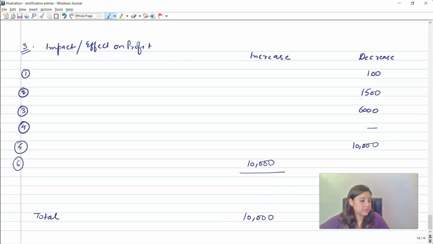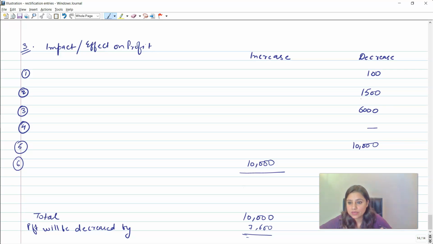However, the total of the decrease amounts to 100 plus 1500 plus 6,000 plus 10,000, that amounts to 17,600. So thus profit will be decreased by 7,600. All right. So this is how, after passing the rectification entries and after drafting the suspense account, you can easily draft the impact of such rectification entries on profit.